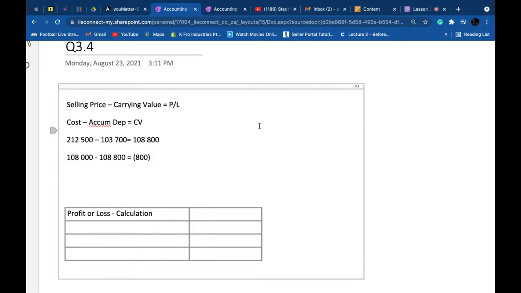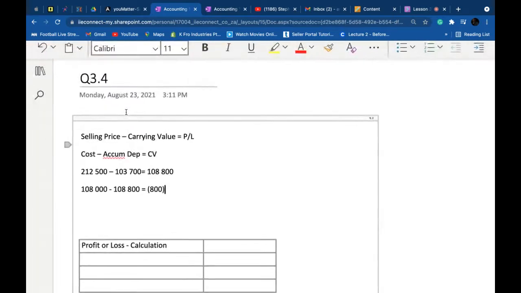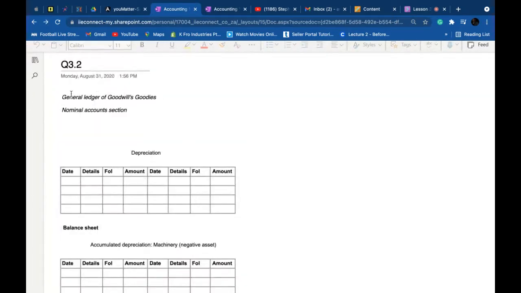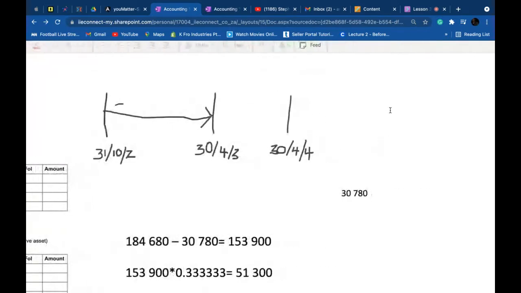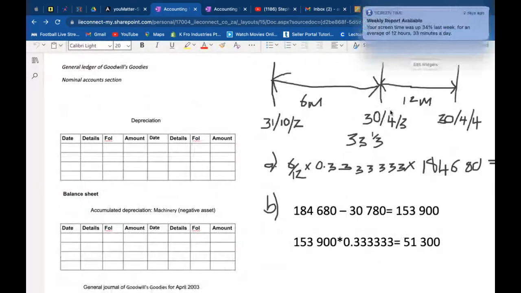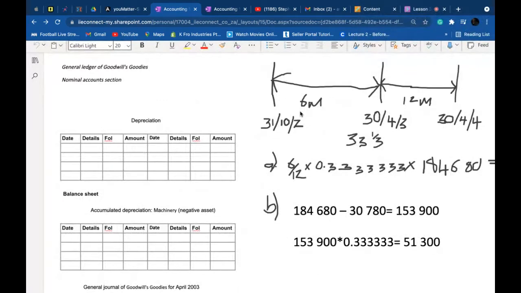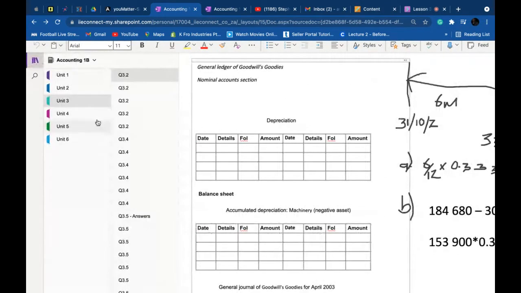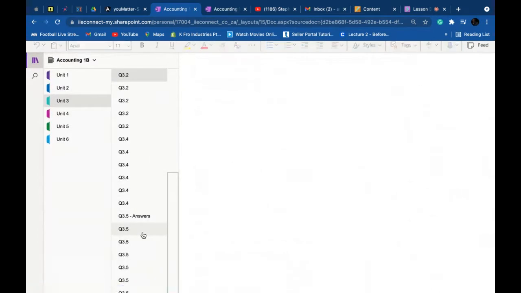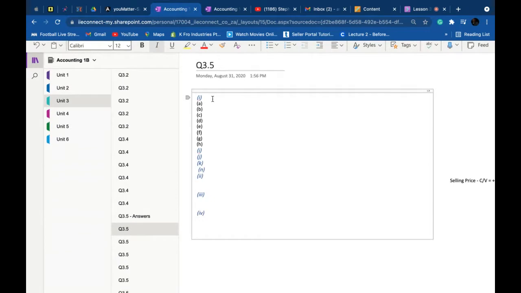Now I want us to move on to 3.5. How much time do we have? Oh, we're good on time. Any questions on this exercise before we move on? Everybody happy? Okay, awesome. So now 3.5, the reason I want us to do 3.5 is to get comfortable with our depreciation calculations. So let's go there, and you guys are going to help me figure these things out.